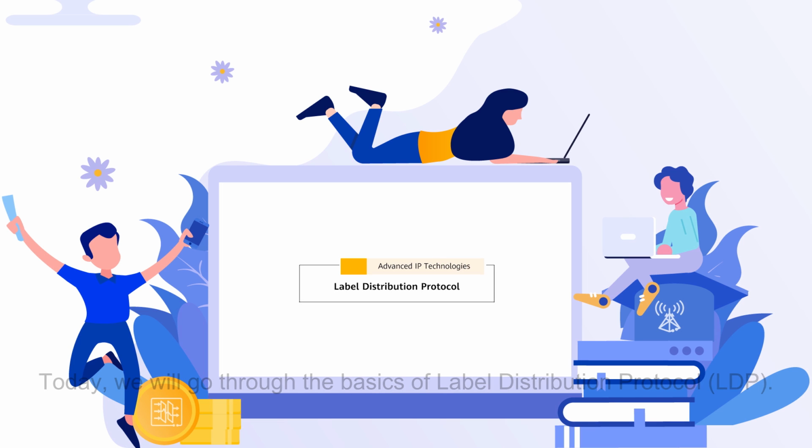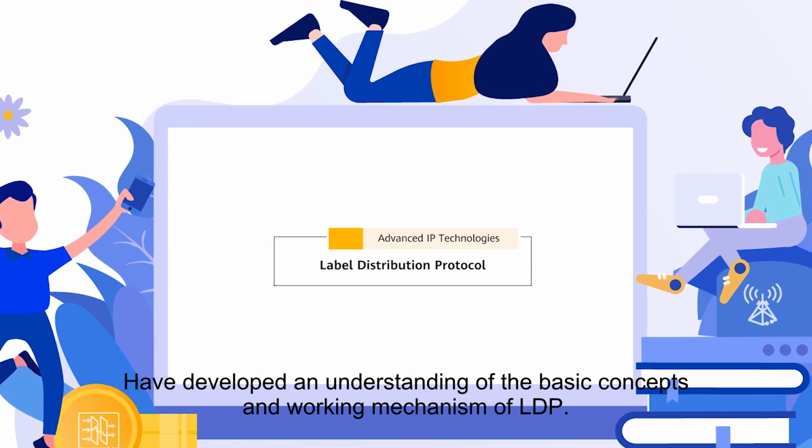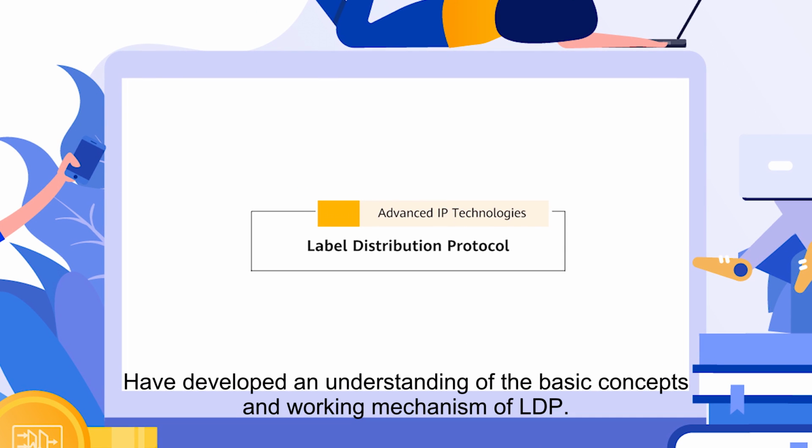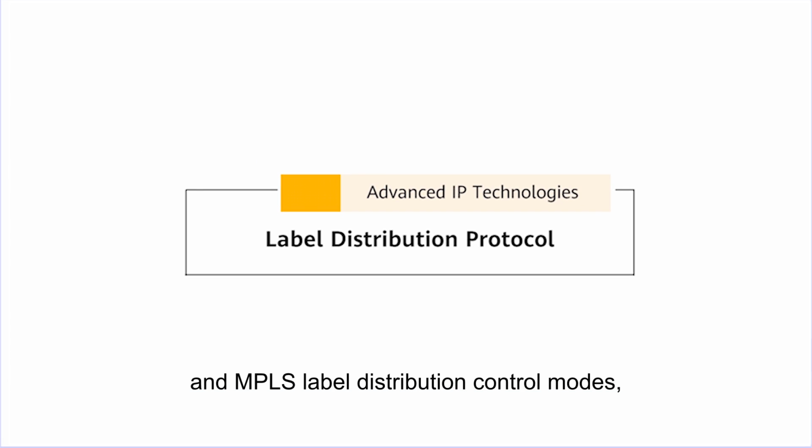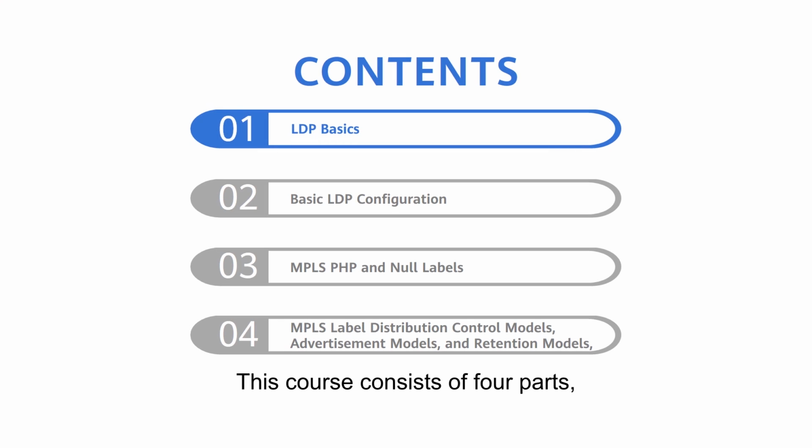Hello everyone. Today we'll go through the basics of Label Distribution Protocol, LDP. After completing this course, you will have developed an understanding of the basic concepts and working mechanism of LDP, basic MPLS LDP configuration, and the MPLS label distribution control modes, advertisement modes, and retention modes. This course consists of 4 parts, and we will begin with the first part, LDP Basics.